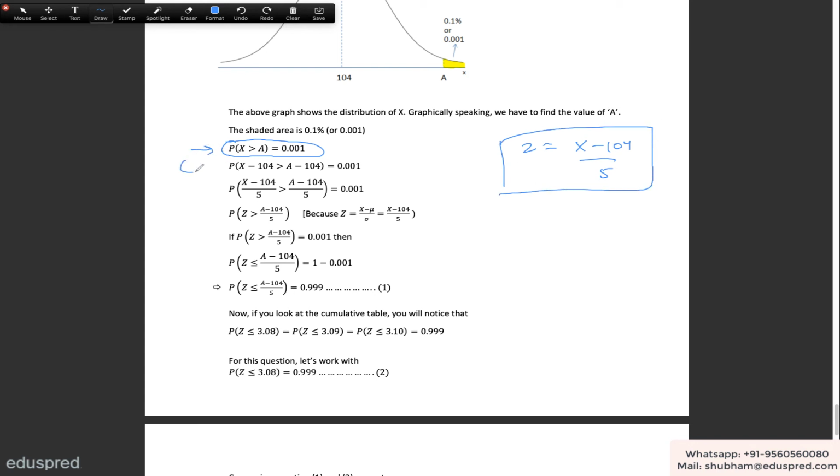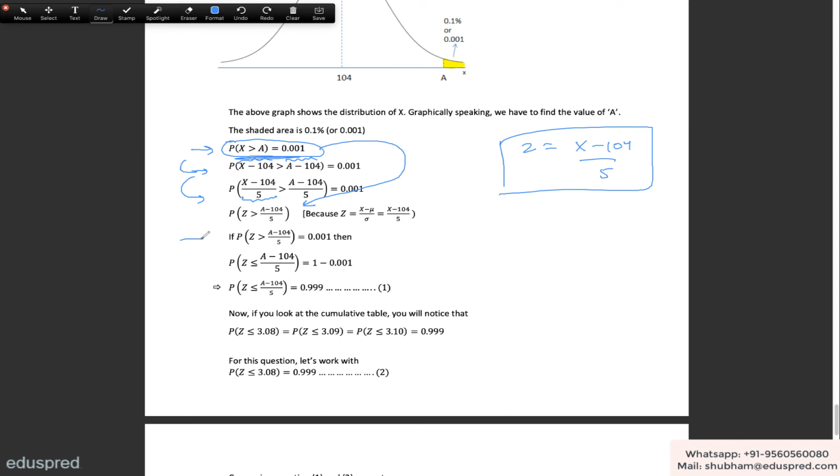From here, I can write this. So basically, I just subtracted 104 from both the sides, and then from here we can go to here. Now I divided both the sides by 5. Right, and by both the sides I mean both of these sides. So this is side 1 and this is side 2. Okay, so now I divided both of them by 5, so nothing changed in the expression. And over here this becomes z, right? So this boils down to finding the probability that z is greater than a minus 104 divided by 5.